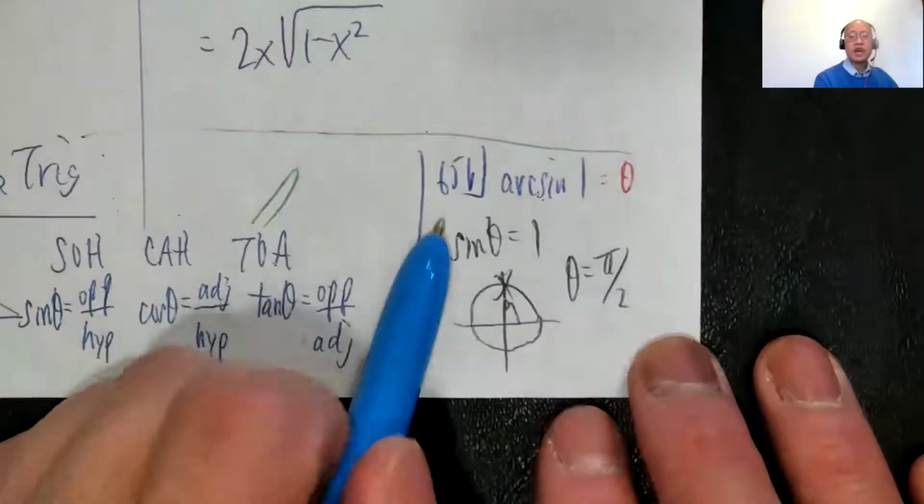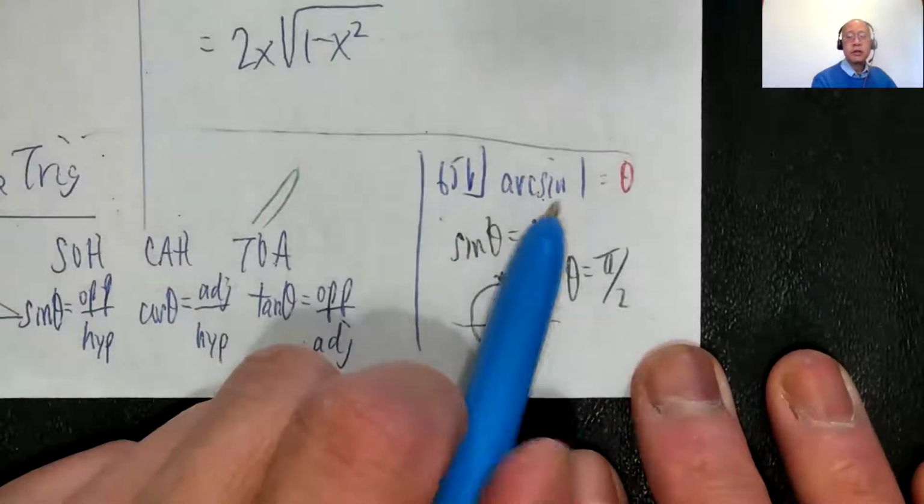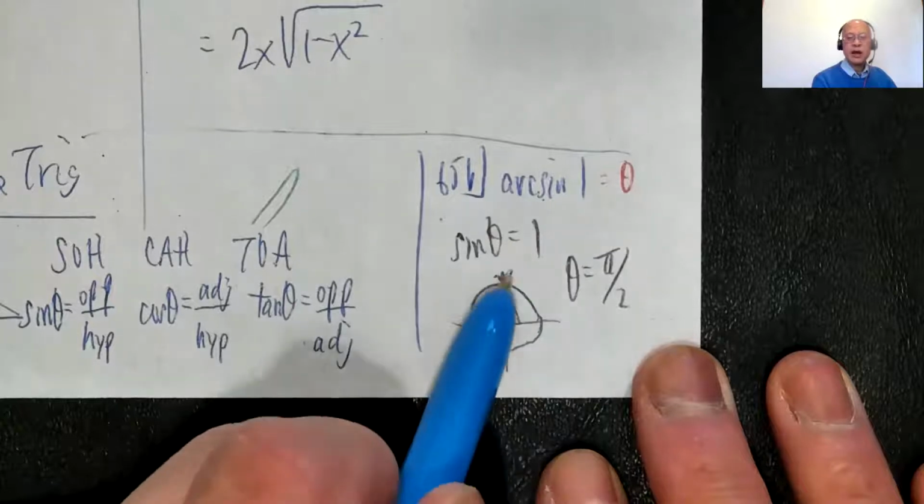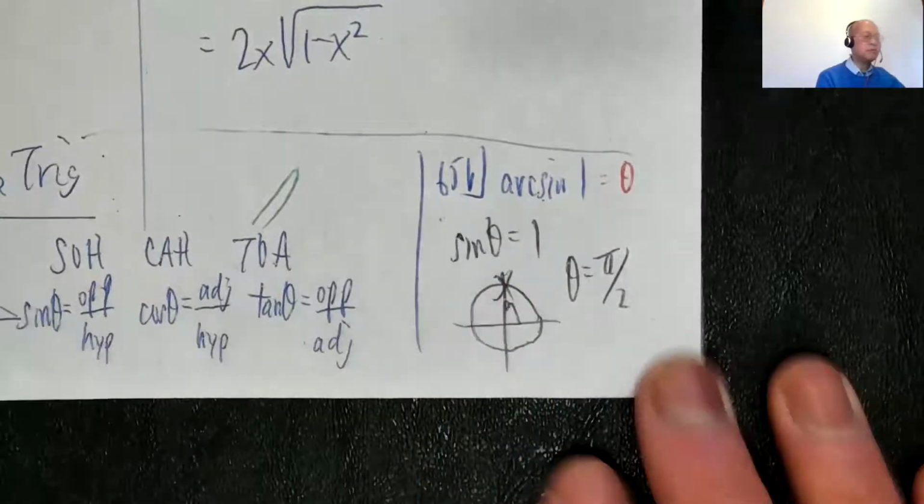Okay, quickly, 65b, arc sine of 1, call it theta. Sine of theta is 1. So y coordinate is 1, theta is pi over 2.